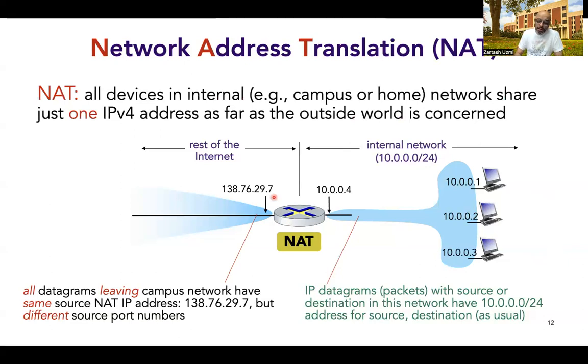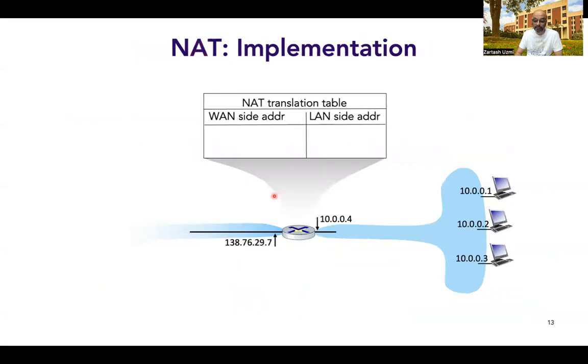And as I said, the packets coming from different internal devices will be translated to the same IP address, but carrying different port numbers. Okay, let's take a look at how the NAT is implemented. This NAT device here is translating all the IP addresses into a single 138.76.29.7 kind of IP address.